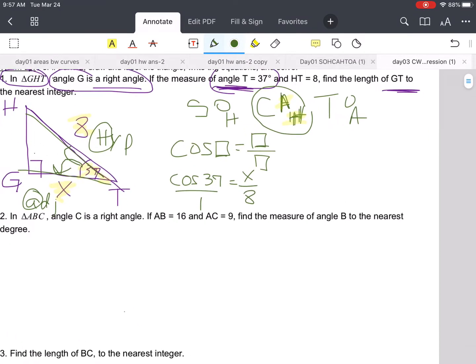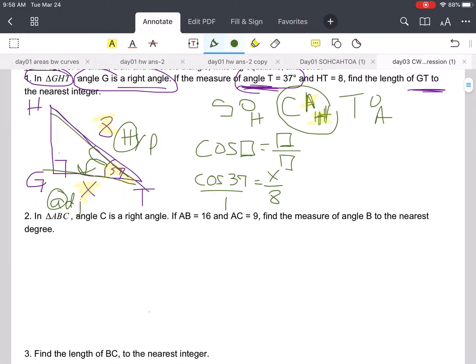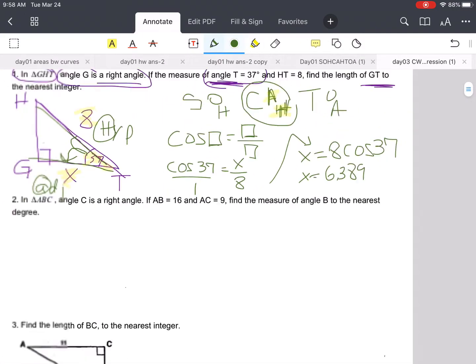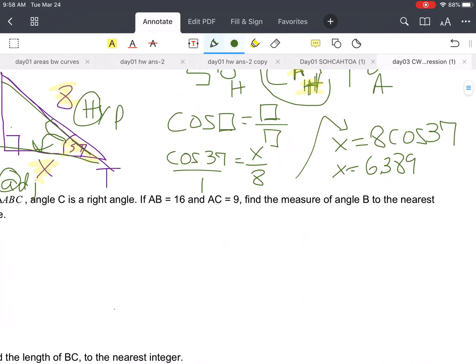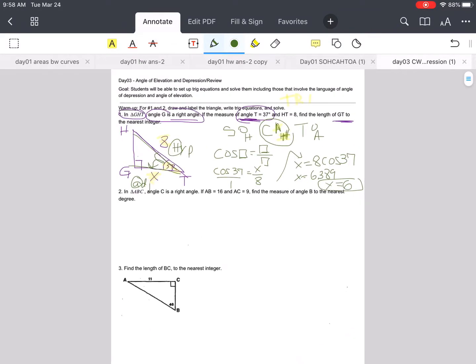Now, you're just going to cross multiply. So X is equal to 8 times the cosine of 37. So 8 times the cosine of 37 is 6.389. That is round to the nearest integer, so that is 6. Okay, so that's it. They asked you for GT, so GT is 6.